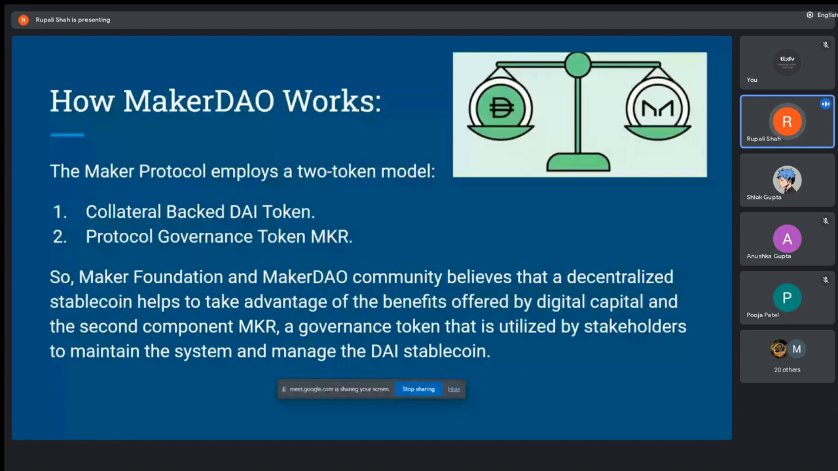If you are holding MKR tokens, then you would be helping the DAI token become more stable, because whenever there is a proposal regarding DAI token changes, like anything you want to change in MakerDAO, you use your MKR token to vote. If the proposal gets the maximum votes, it will be implemented, and if the proposal doesn't get that many votes, then it will be denied and won't be applied to the application.